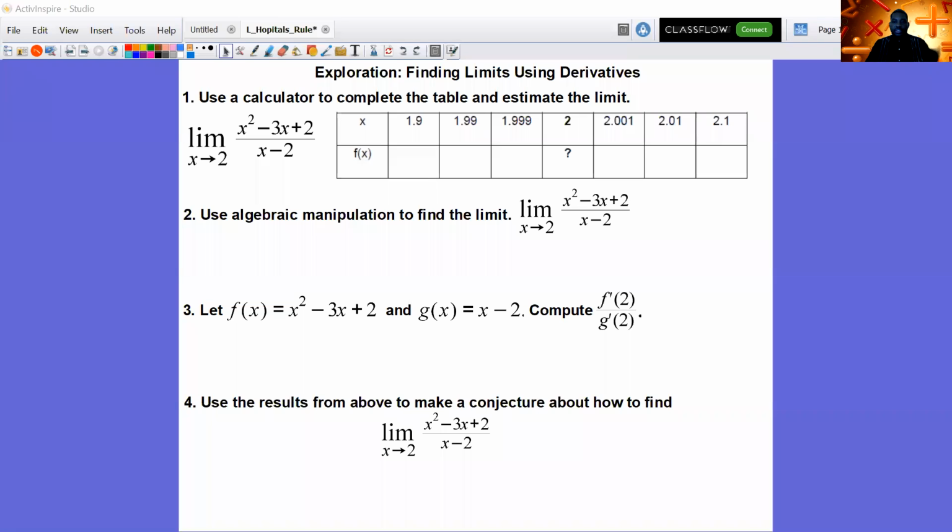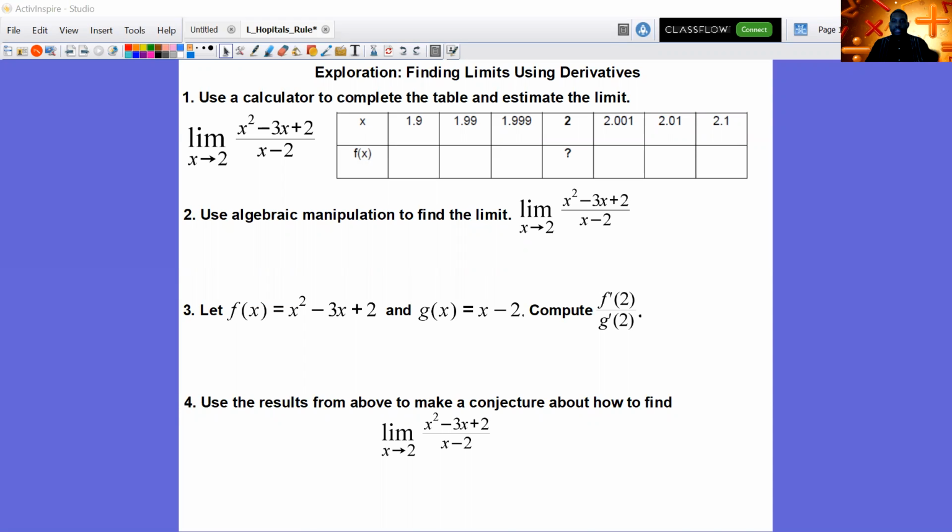Then we're going to take a look at an exploration dealing with different types of indeterminate forms other than the ones we formally know, and do problems where we manipulate before using L'Hopital's rule. So with that said, we're going to start with this exploration that you see here on the screen.